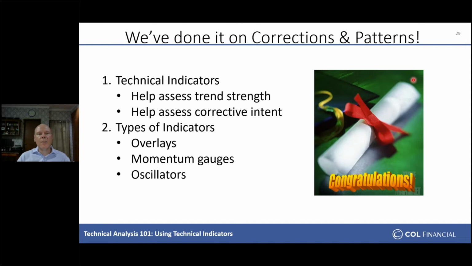We said technical indicators will help assess trend strength, and that if we see cracks in these indicators, it can also alert us of potential corrective moves and how far down this correction should go. We studied 3 types of indicators. We looked at overlays such as your Bollinger Band and your moving averages. We looked at momentum gauges, like your MACD, your stochastics and your DMI, and we studied an oscillator, which is like your RSI and also your stochastics indicator.